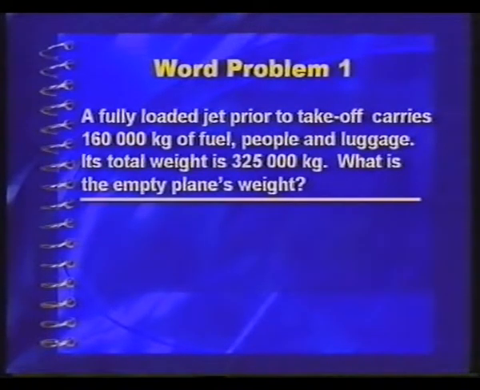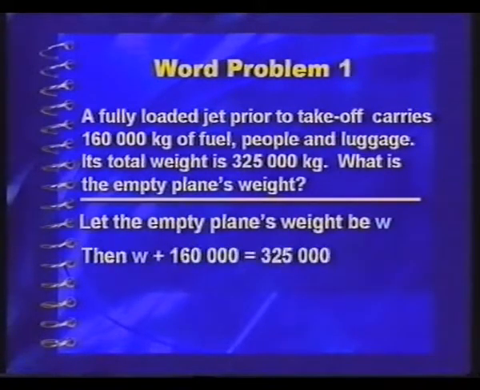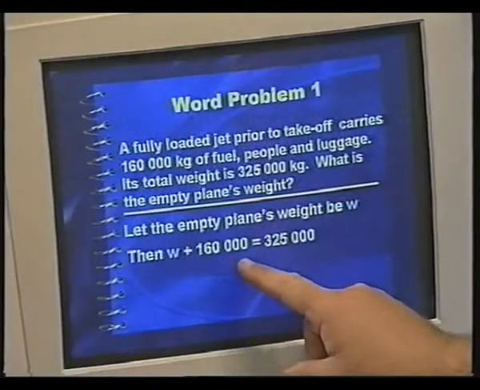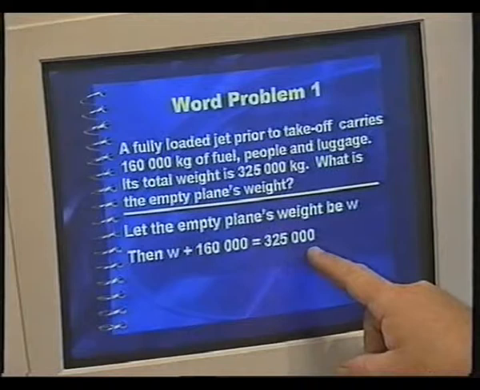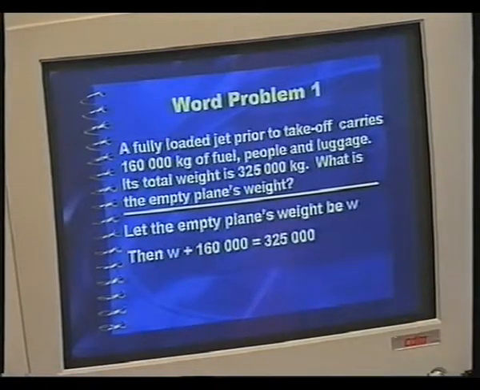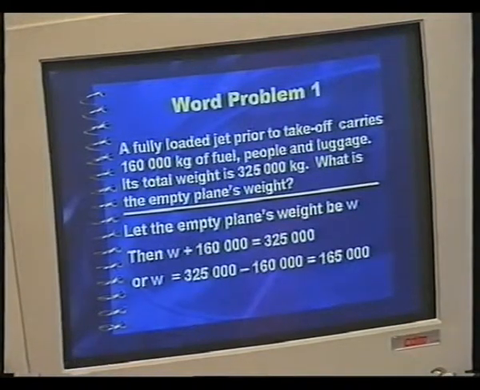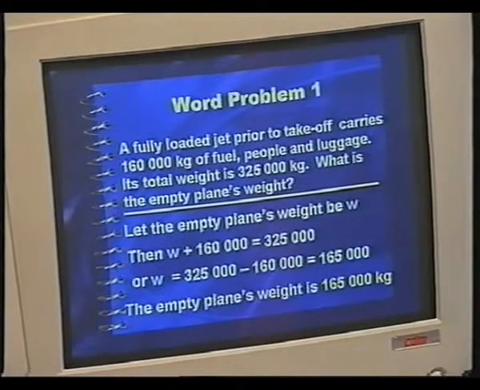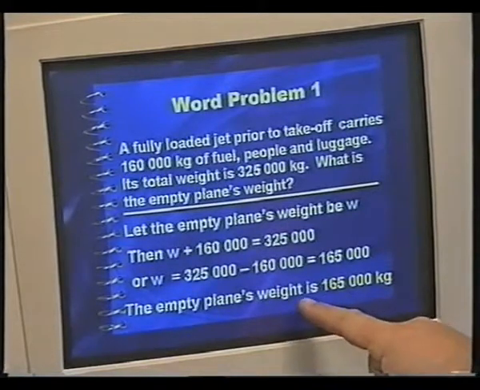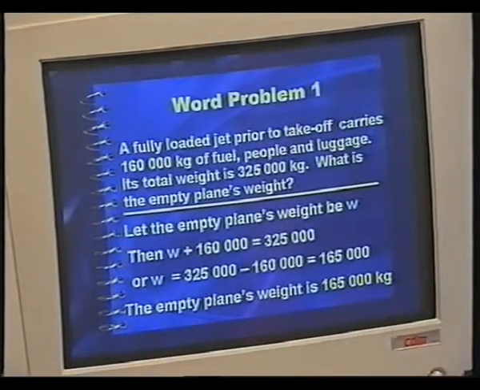Well, we let the empty plane's weight be W, a logical letter, as I've said before. So we let that be W. Then we know that W plus the 160,000 must be equal to 325,000. Here I've got my equation. Then I solve that by transposition to get W equal 165,000, and then finally I put it in the correct units. The weight of the empty plane is 165,000 kilogram. That's a very straightforward problem, although you have to do a bit of thinking about it. The next problem is a little bit more difficult.